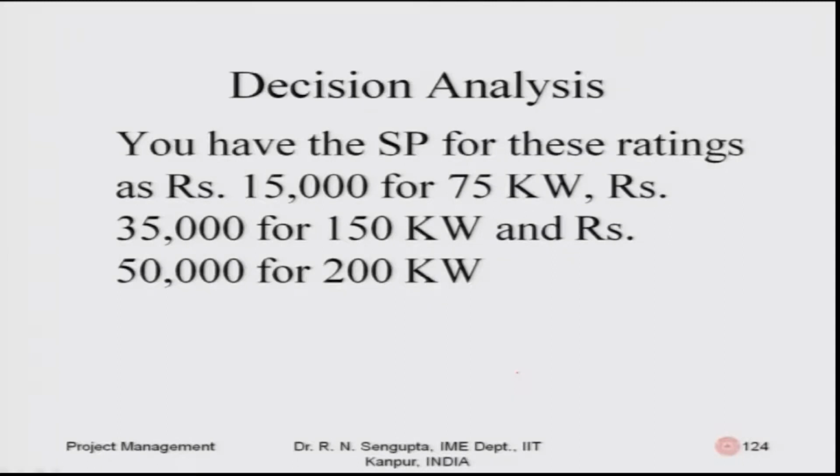I will just use this pen for the marking for the time being, but I will try to write it accordingly. You have the selling prices given as 15,000, 35,000 and 50,000. What I want to do is sum up for all three. So, you will have a demand D, which will be D1, D2, D3. You will have the probabilities P, which will be P1, P2, P3, and you will have the selling price, which is SP1, SP2, SP3, that is 15,000, 35,000 and 50,000. Now, this is basically the sum.